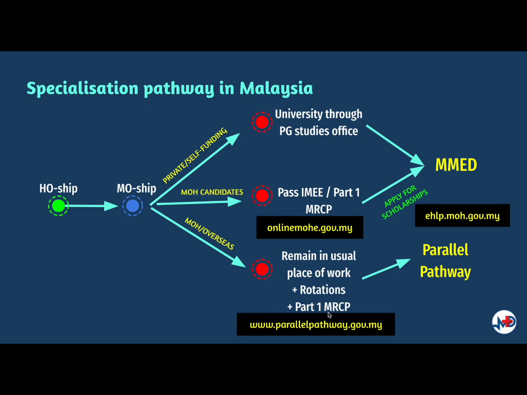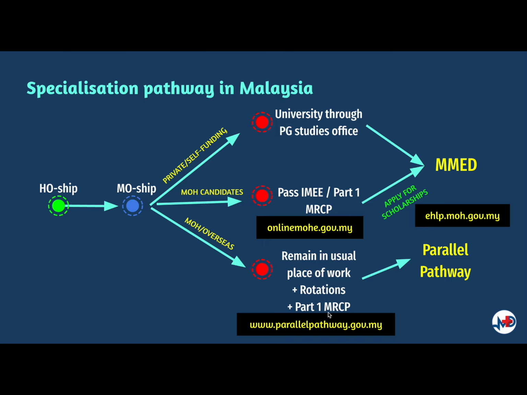The difference between these two is the qualifying examinations. Masters in Medicine requires the Internal Medicine Entrance Examination or IMEE, or one can have Part 1 MRCP. The examination is conducted at least once a year and can be taken as early as 6 months into housemanship. A pass in the entrance examination is valid for 3 years. Eligible applicants can then apply for scholarships from the Ministry of Health Postgraduate Training Division.